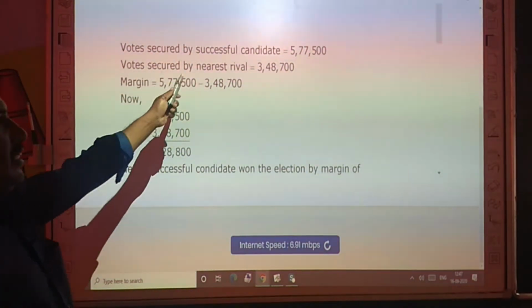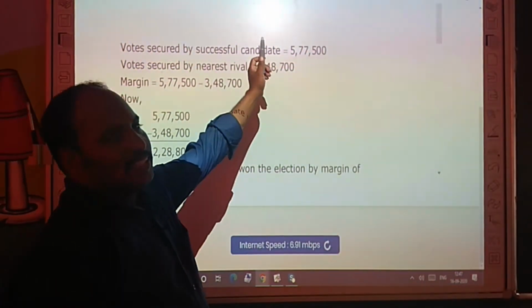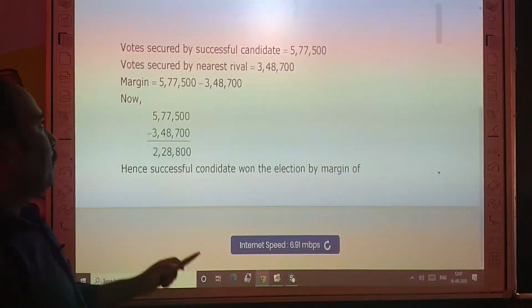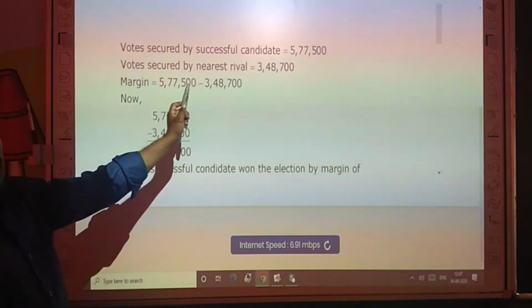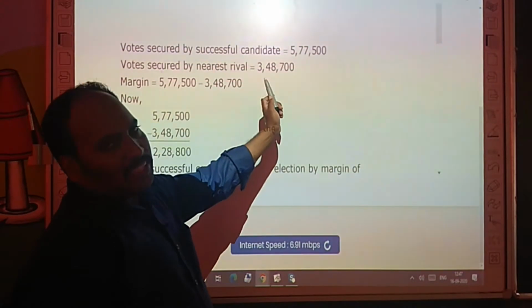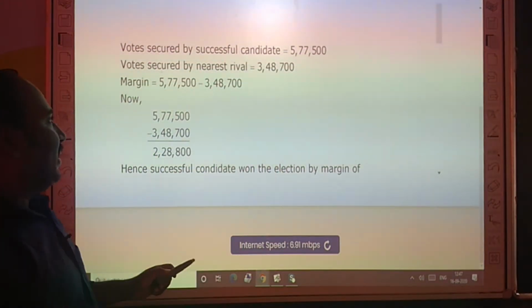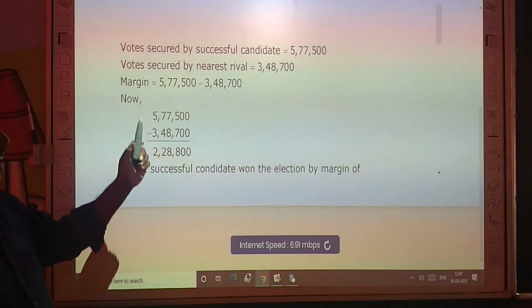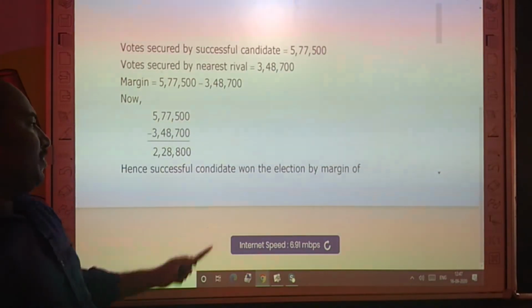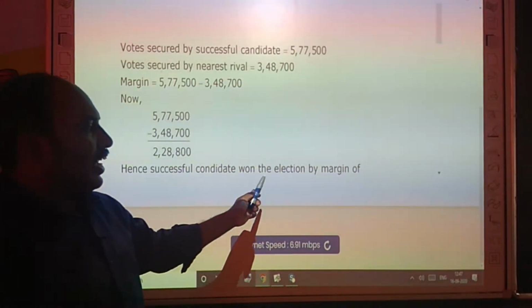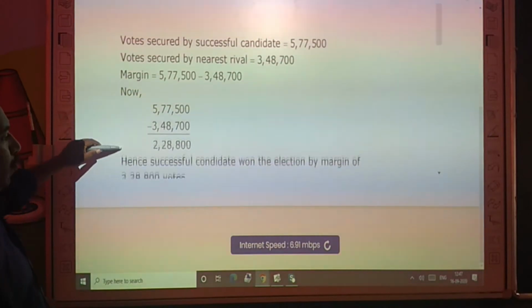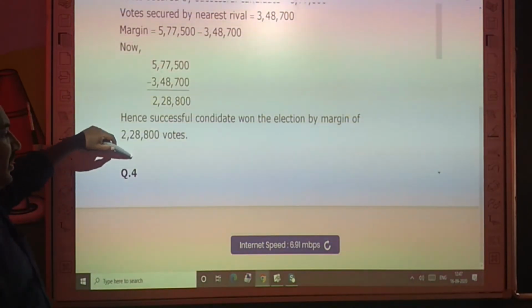Votes secured by the successful candidate: 5,77,500. Votes secured by the nearest rival: 3,48,700. We want the difference, so we subtract the two. The successful candidate won the election by a margin of 2,28,800 votes.